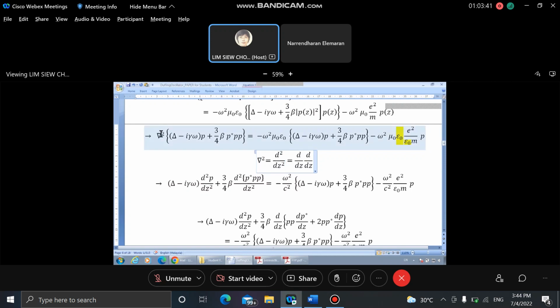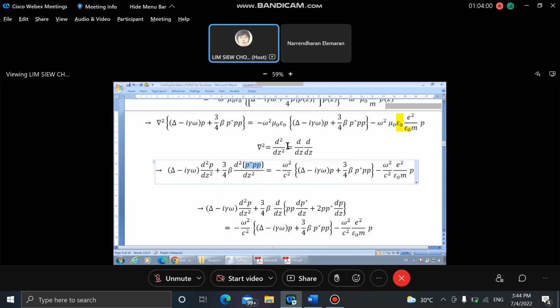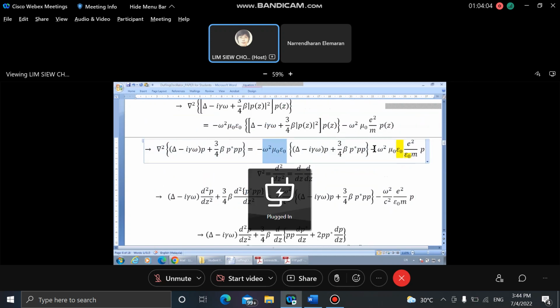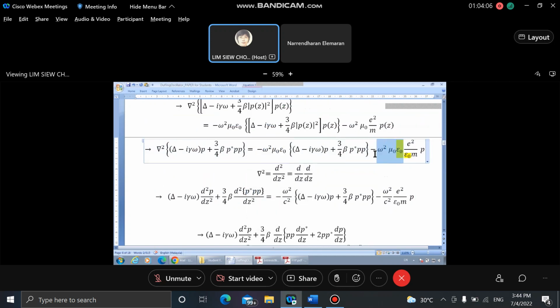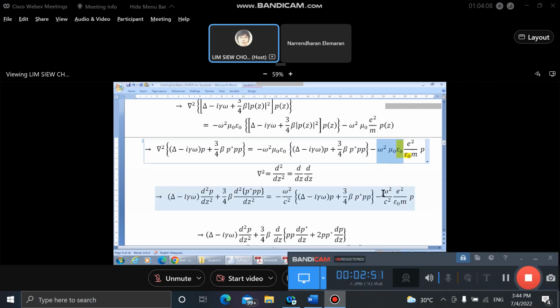So this term operates with this, you have this term, and this term operates with this, you have this term. Here I do not work out this one. I write down d squared bracket PPP. Yeah? Okay, and then this term and this term are the same. We can factor. No need to factor.